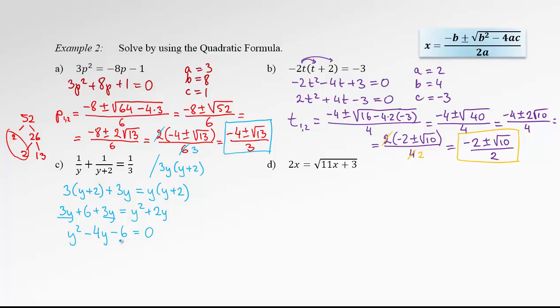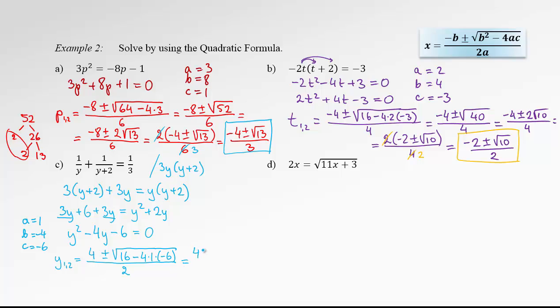We can solve it by using the quadratic formula. Therefore, our y, 1 or 2, equals. Let's see clearly our a, b, and c coefficients. So a is 1, b is negative 4, and c is negative 6. Negative b is just 4, because of the two negatives. Plus minus square root of b squared, so negative 4 squared is positive 16, minus 4 times a, which is 1, times c, which is negative 6. Everything over 2 times a, so it's just 2.